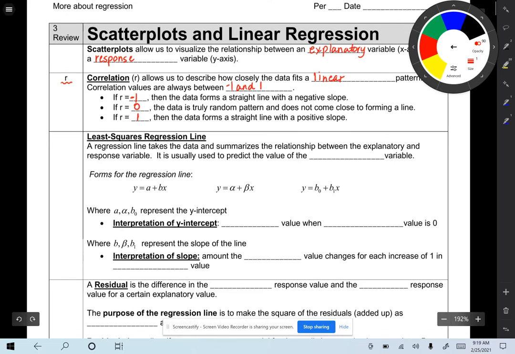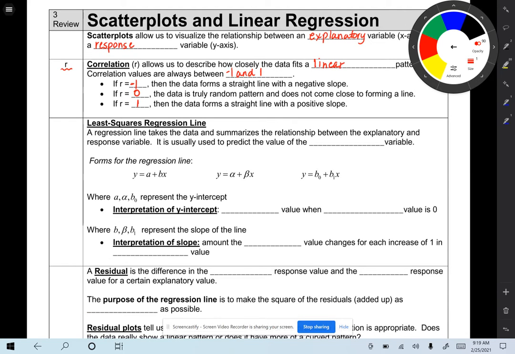Then we learned about the least squares regression line, and this is known as the line of best fit. A regression line takes the data and summarizes the relationship between the explanatory and response variable. It is usually used to predict the value of the response variable.